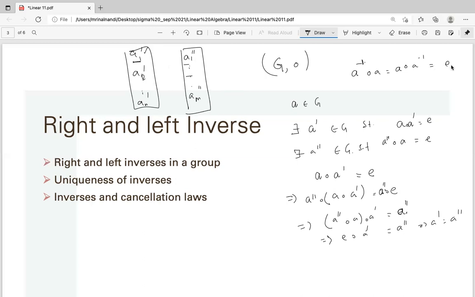But maybe a left inverse exists and a right inverse does not exist. Maybe a right inverse exists and a left inverse does not exist. And in that case, it is not unique. There may be more than one right inverse. Obviously, in that case, the left inverse does not exist.